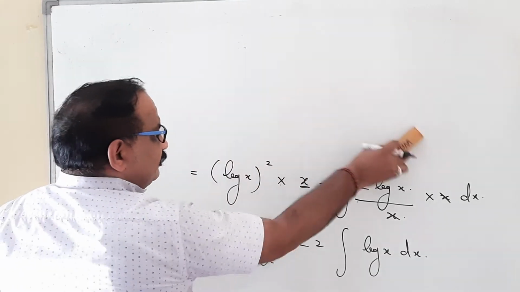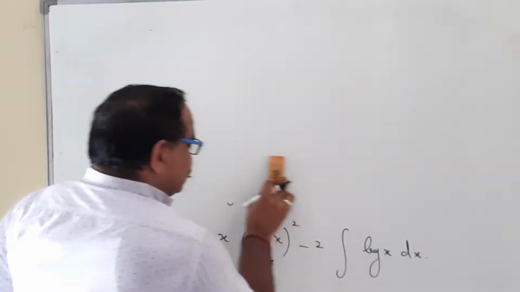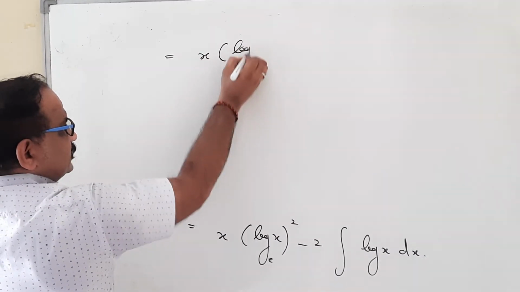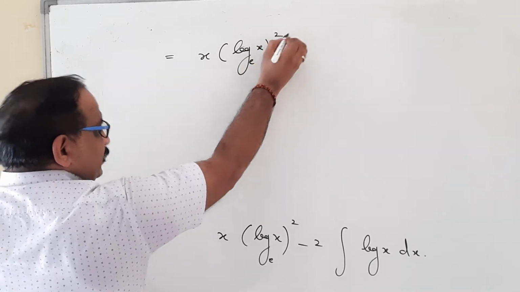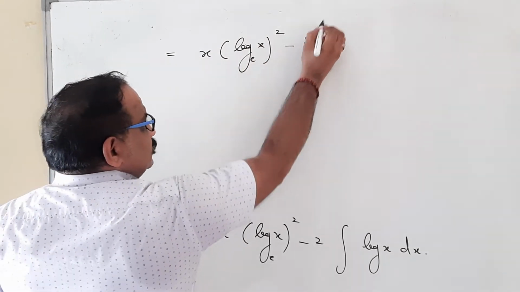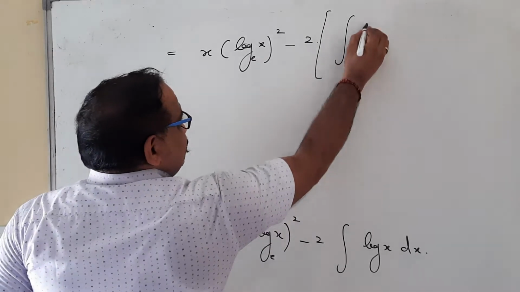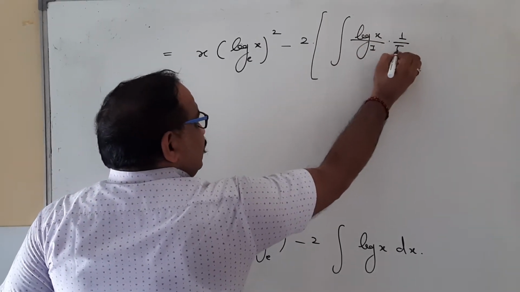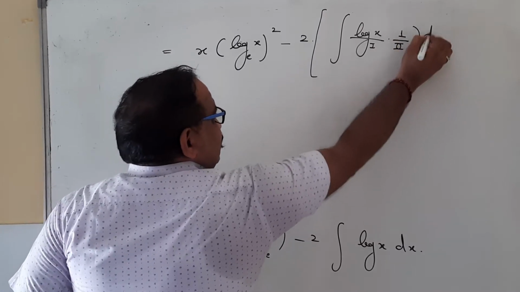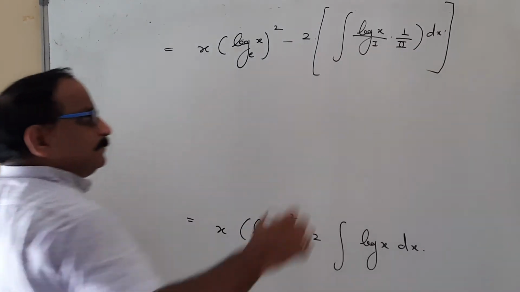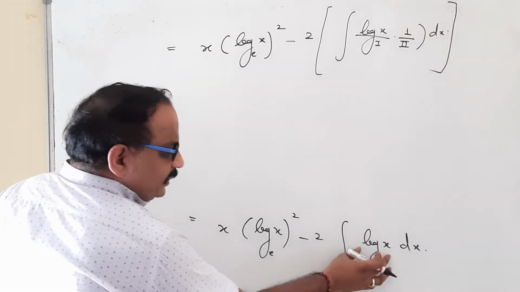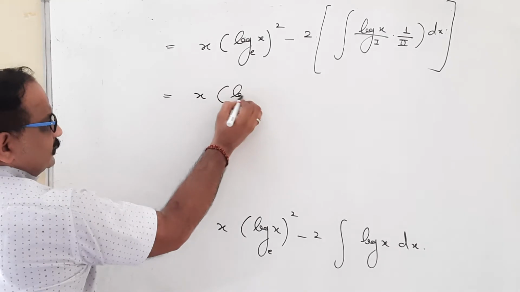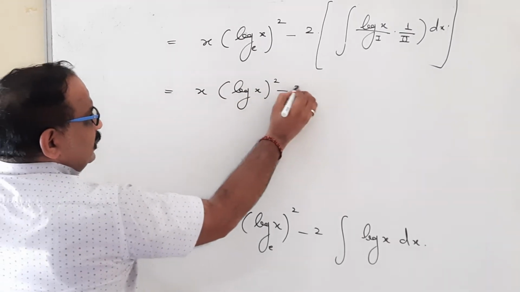Now further, what do we have to do? Another term arises, log x again. So again we should apply the same methodology. There is x (log x to the base e) whole squared, minus 2, and inside the bracket I am putting log x, which will be treated as the first, and 1 again will be treated as the second, and then dx. What we did: log x comes again, so log x will be the first and 1 will be the second. Here is x (log x) whole squared, minus 2.